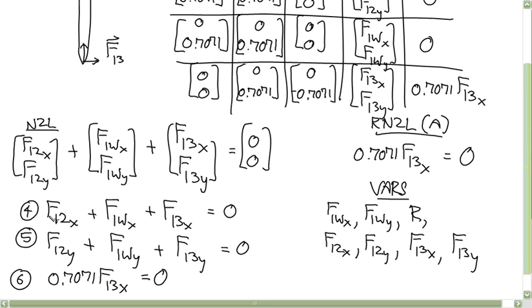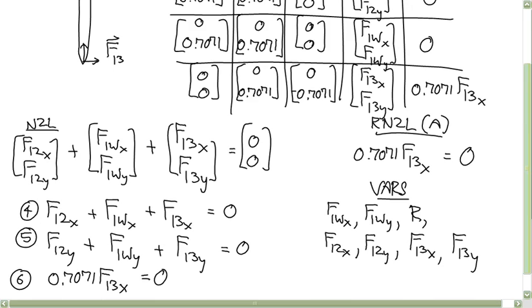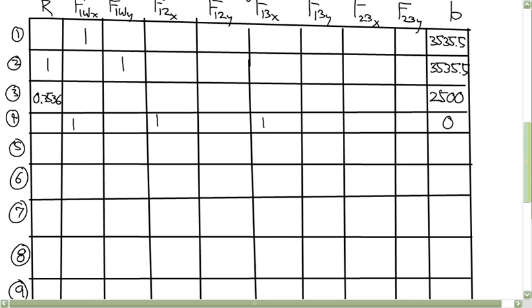Equation 4, F12X plus F1WX plus F13X equals 0. Okay, so F12X, F13X, F1WX is equal to 0. Then F12Y plus F1WY plus F13Y equals 0.